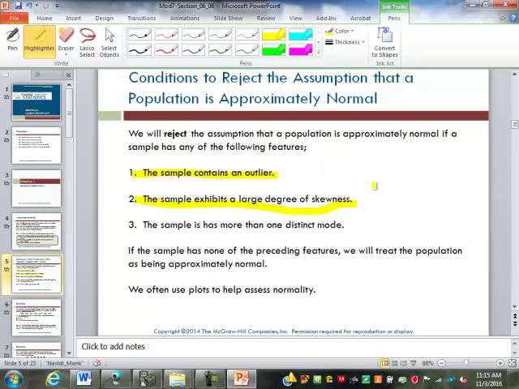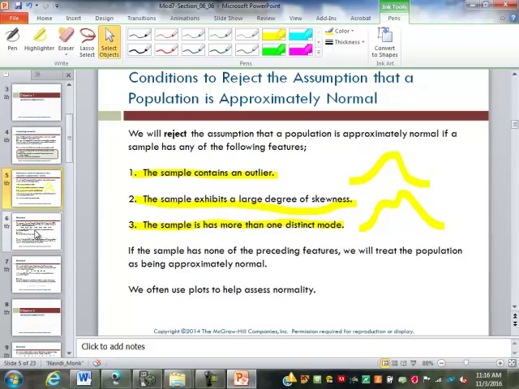It exhibits a large degree of skewness. Again, to some people that might be a large degree of skewness because it's tipped off to the side a little bit. Is it too skewed or not too skewed? It's hard to judge. If it has more than one distinct mode, that is a little bit easier. But again, is that saying it has a second mode, or is that just a spot of data missing in the curve? So again, it's not hard and fast. Two people might look at it and apply a slightly different standard to it and come up with different conclusions. So if the sample has none of the preceding features, we will treat it as though it's approximately normal.